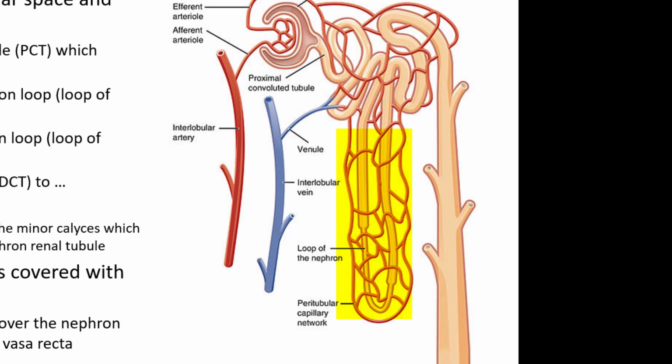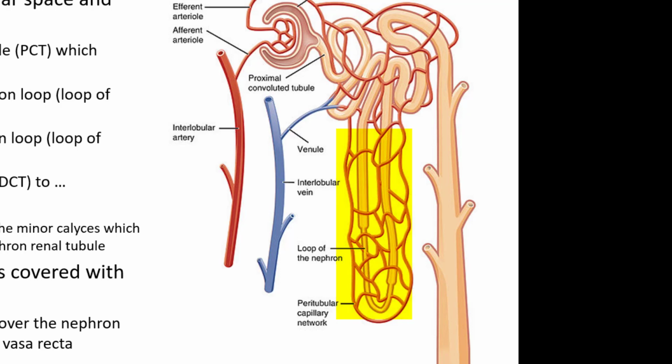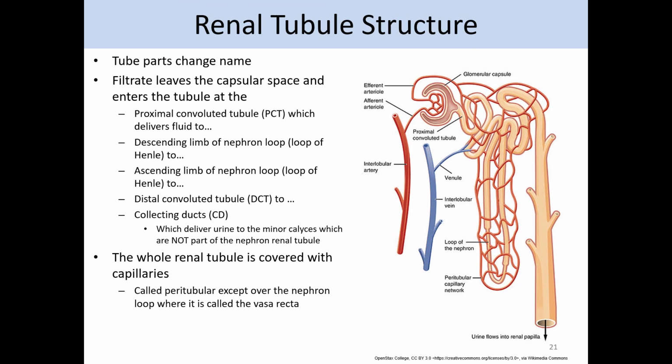The nephron loop has two parts to it, the descending limb and then the ascending limb. So the tubular fluid will go down the descending limb and up the ascending limb. From there, the tubular fluid will go into the distal convoluted tubule, and then it will enter into the collecting duct. The collecting duct is the last part of the renal tubule, and that empties into a minor calyx within the kidney. And don't forget, the whole outside of the nephron is covered with a capillary.